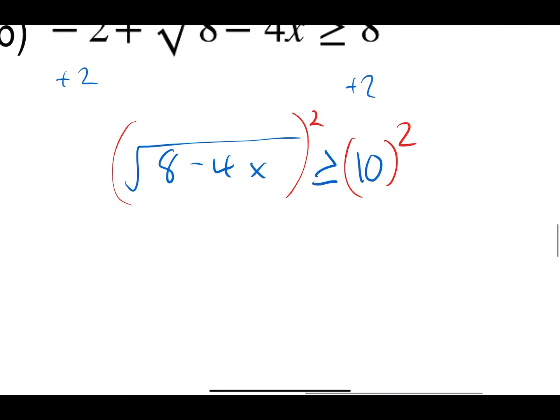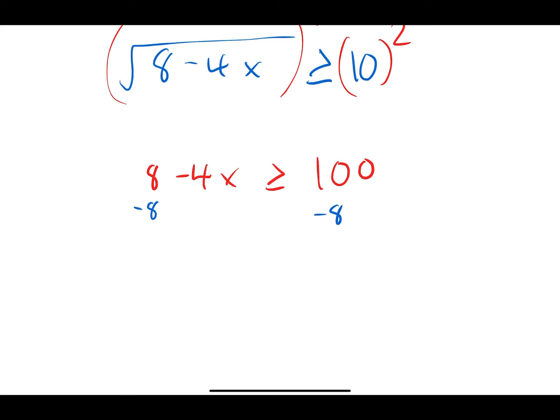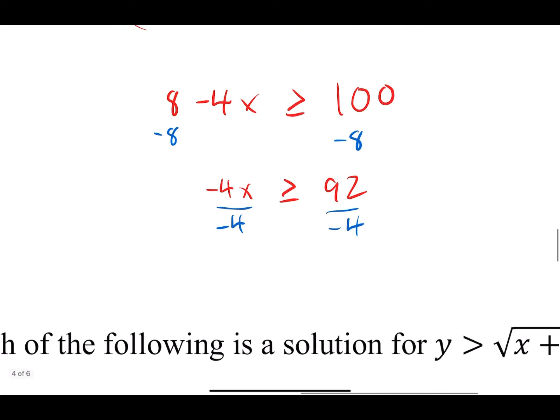And actually, we should check here. Is my square root allowed to be greater than or equal to 10? Absolutely. As long as it's not less than or equal to a negative number, then we haven't broken anything. So we have 8 minus 4x is greater than or equal to 10 times 10, which is 100. Minus 8, minus 8. Negative 4x is greater than or equal to 92. Divide both sides by negative 4. In fact, the second you divide by a negative number, immediately change the inequality symbol before you forget. x is now less than or equal to negative 23.